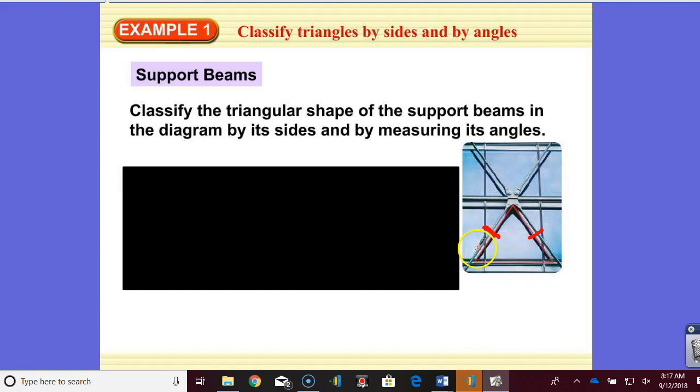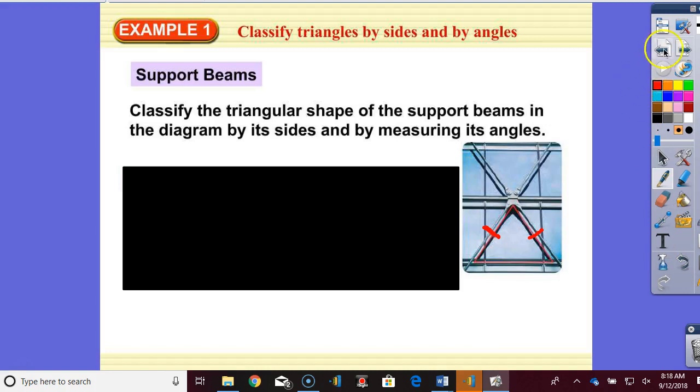If we have no equal sides, then it's going to be scalene. A triangle with no equal sides is scalene. A triangle with two or more equal sides is isosceles, and a triangle with all equal sides is equilateral. Okay? And then it says to measure its angles. They actually want us to break out a protractor.